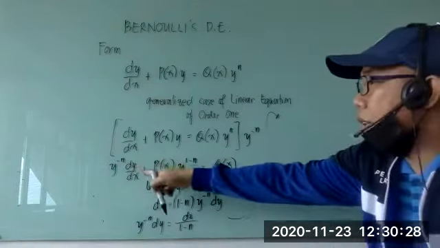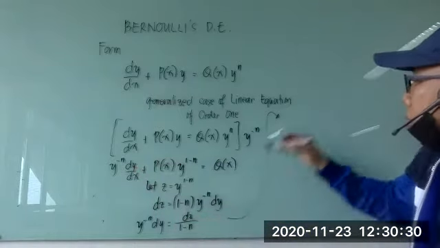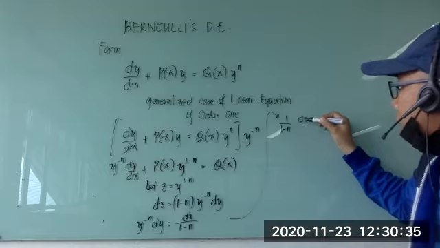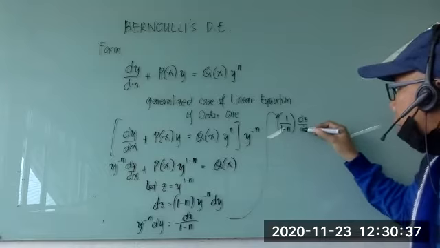So y raised to negative n dy is equal to what? So we copy 1 over 1 minus n dz over dx.